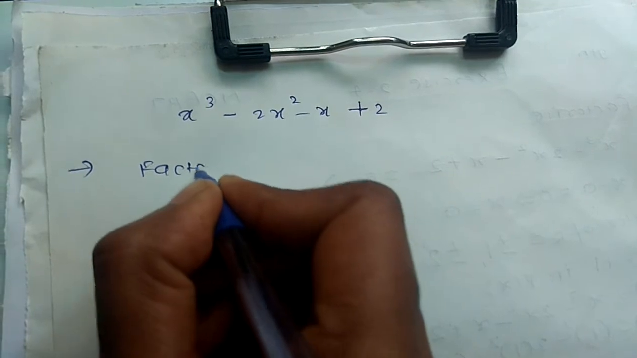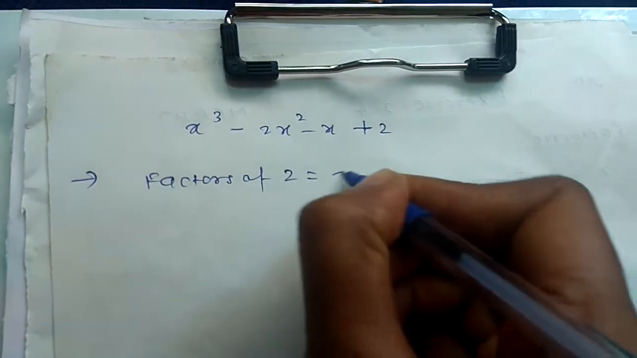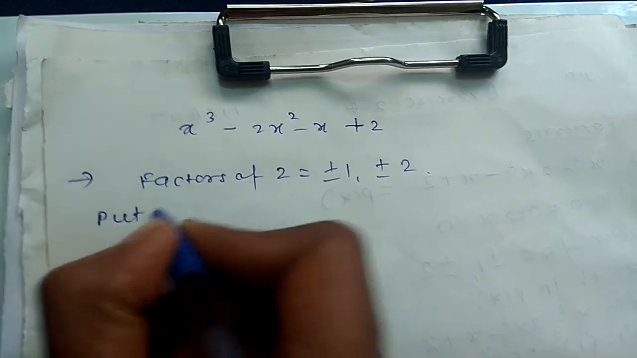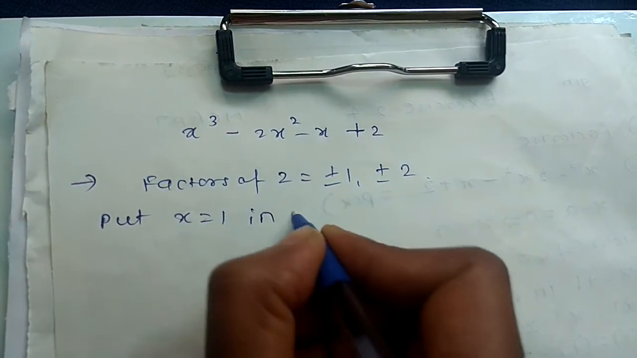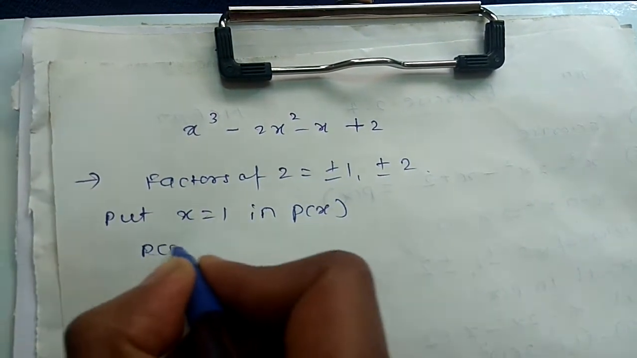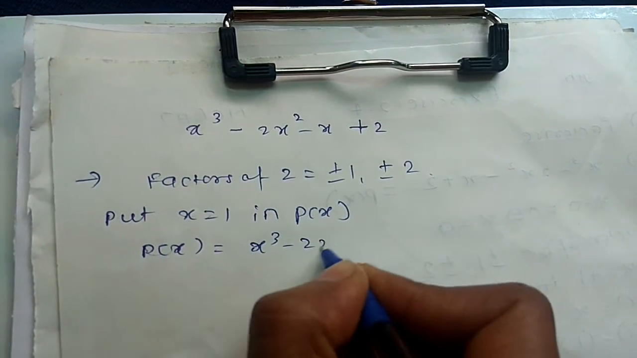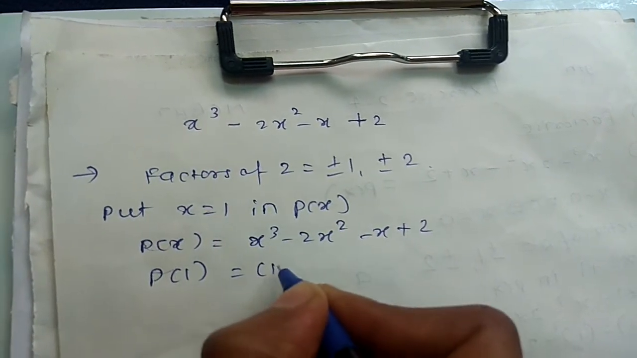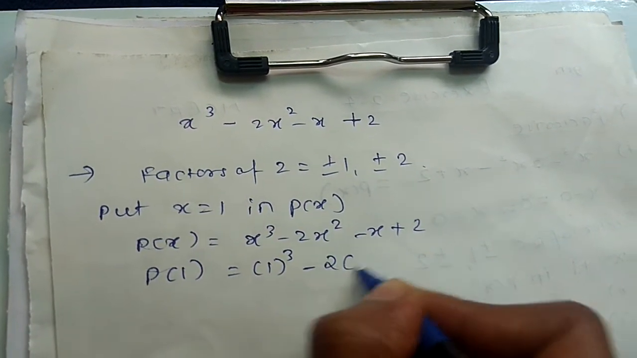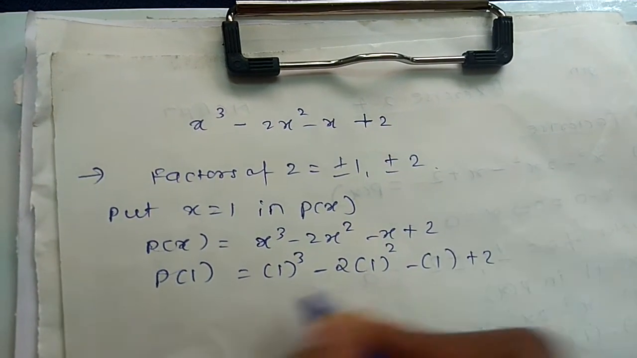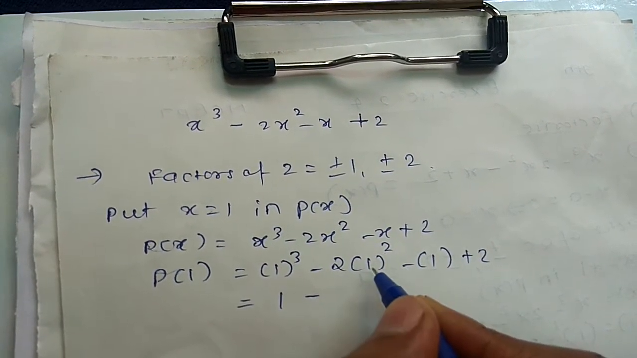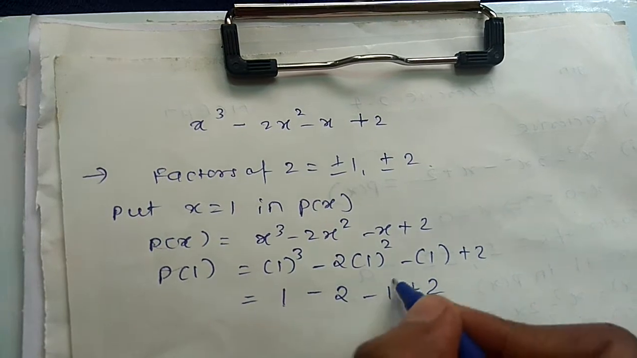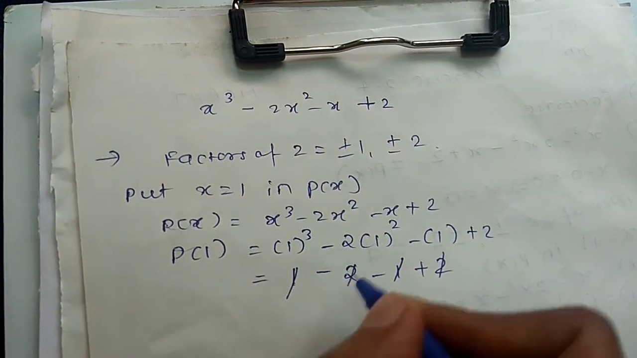So factors of plus 2 are plus minus 1, plus or minus 2. So as we know, we are done. Put x equals to 1 in P of x. This is our polynomial. So P of x is what? X cube minus 2x square minus x plus 2. So at x equals to 1, wherever there is x, you have to put plus 1. 1 square minus 1 plus 2. 1 cube is 1 minus 1 square is 1. 1 2 are 2. Plus minus will be minus. So here you can see plus 1 minus 1 will get cancelled. Minus 2 plus 2 will get cancelled, equals to 0.